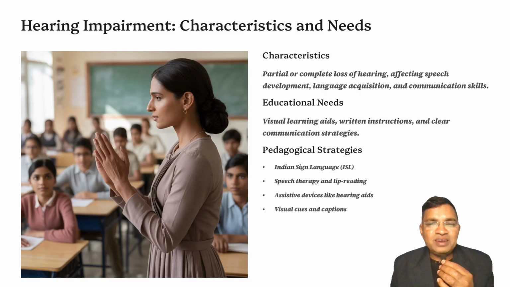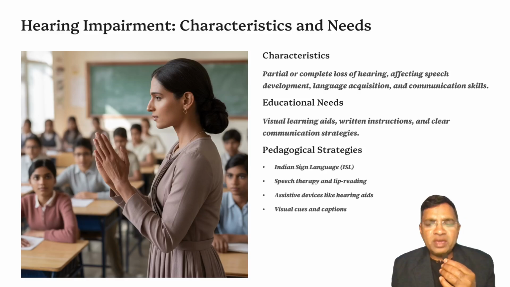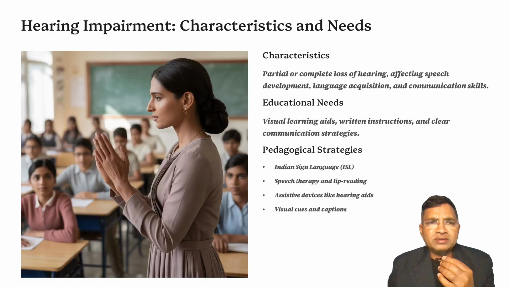Okay. Then, speech therapy with lip reading. As well as you can use assistive devices like hearing aids, visual cues, and captions. So, these are for the hearing impairment. They may ask about the characteristics of visual impairment and hearing impairment.